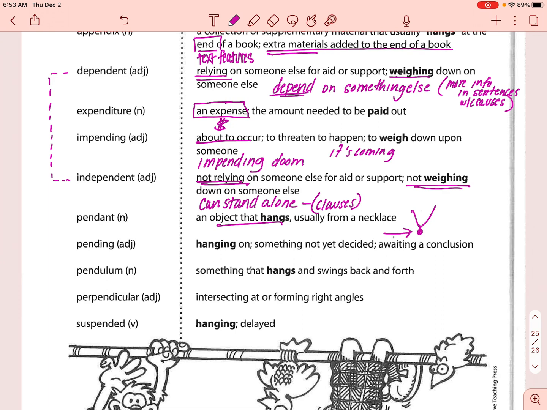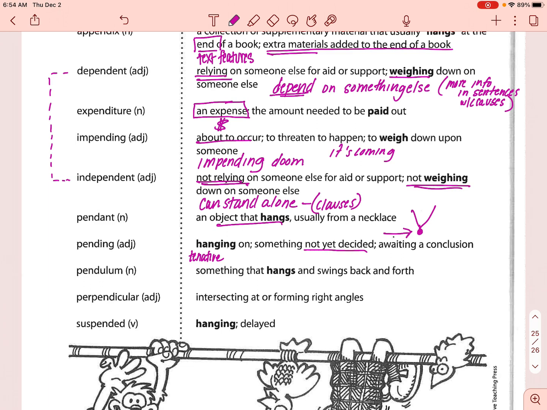Then we have pending. Pending means hanging on. It means something that's not yet decided. A couple of weeks ago, we had a word in our list that was tentative, where we made tentative plans, right? Pending is kind of the same thing. It's awaiting a conclusion. It's not yet decided.